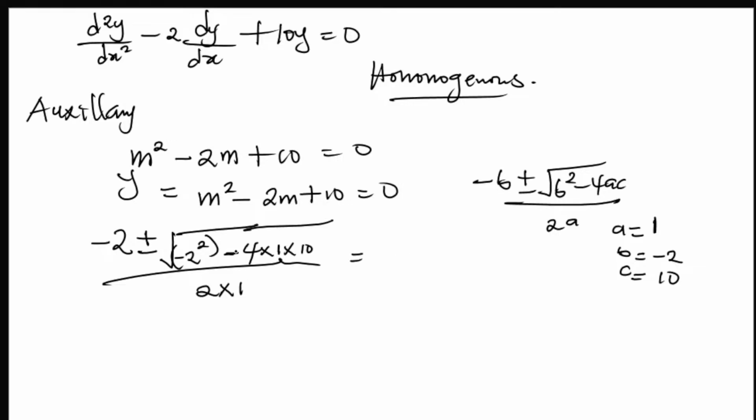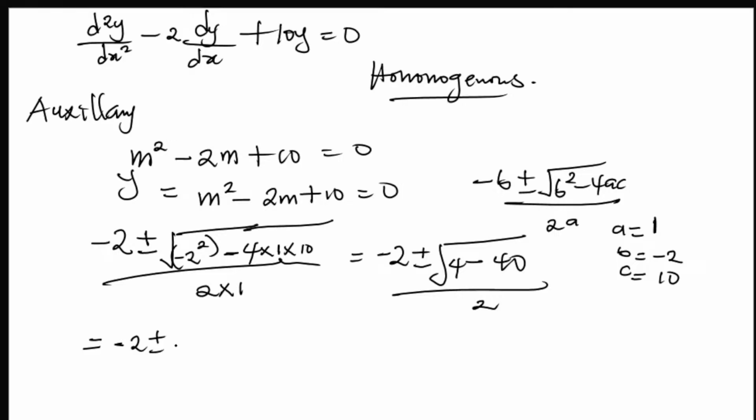Now if you do that, from our bracket here, we'll simply have minus 2 plus or minus. What we have inside this bracket will simply be 2 raised to the power of 2, which is 4. So what you have here will simply be 4 minus 4 times 1, which is 4, and 4 times 10 is 40. So minus 40 divided by 2. Are we together? Now 4 minus 40 will give us minus 36.